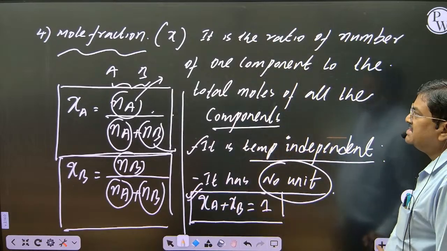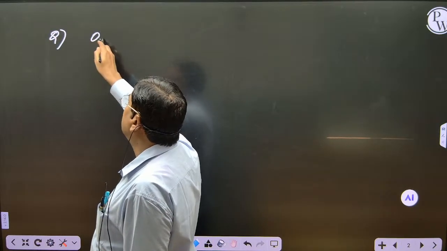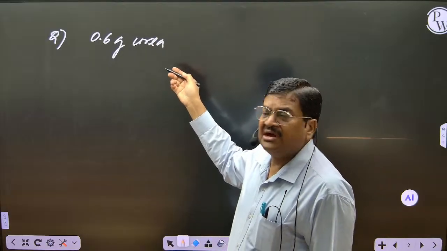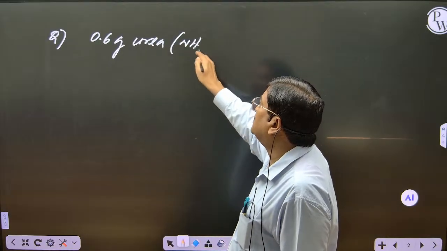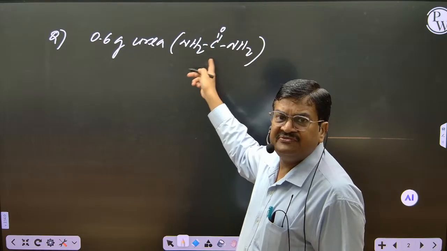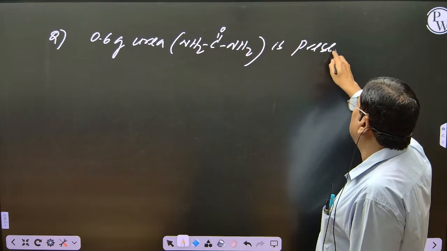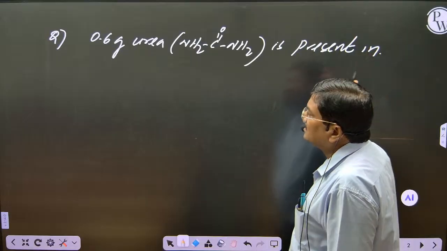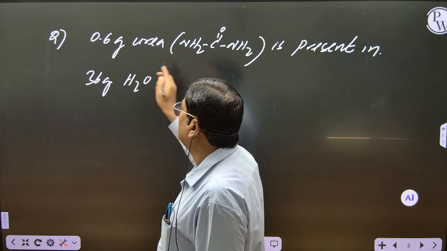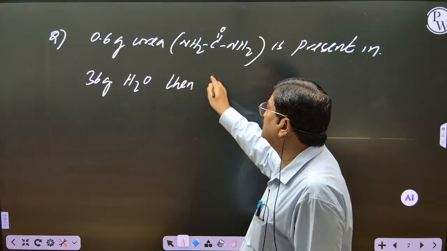Now I am giving one question. See, write this question. 0.6 gram of urea. Now, what is the formula of urea? Urea, you know, it is an organic compound, NH2CONH2. This is called urea. We use it in fertilizer. It is present in 36 grams of water. Then find the mole fraction of urea.